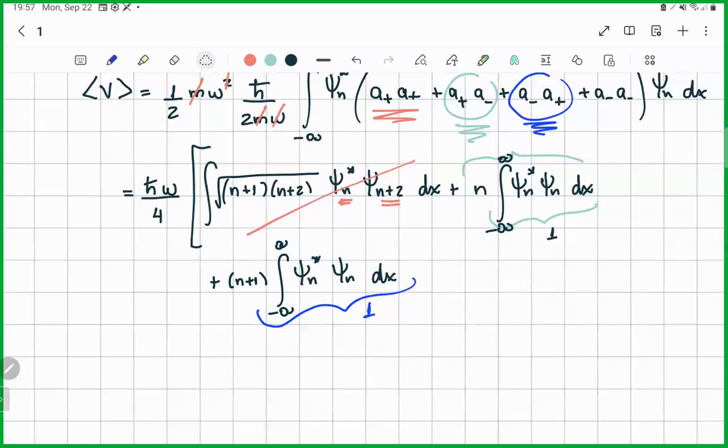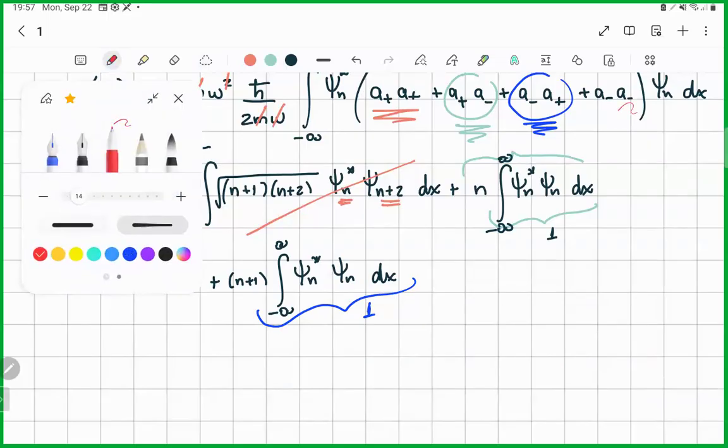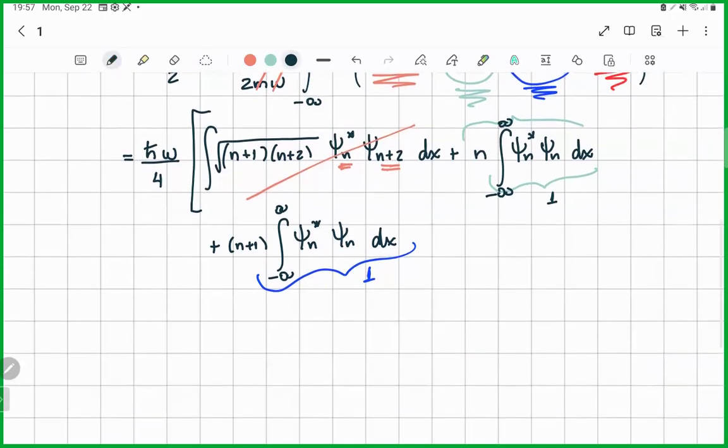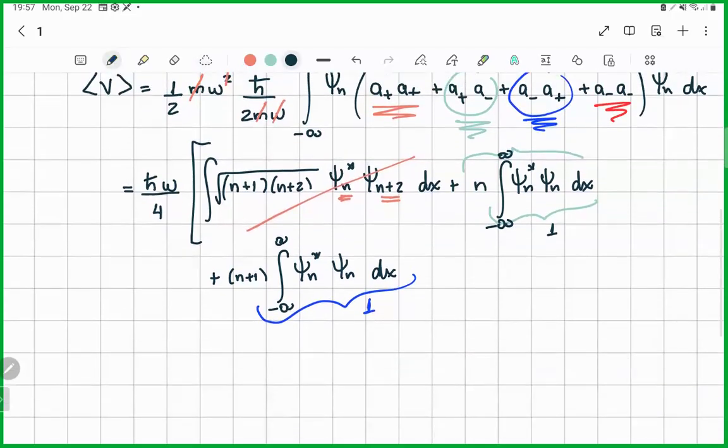Now let's see the last one. I'll put it in red. What we have in this last one is a minus. A minus acting on psi n gives us square root of n psi n minus 1. And now I put a minus again, and we have square root of n minus 1, and bring it down, psi n minus 2.